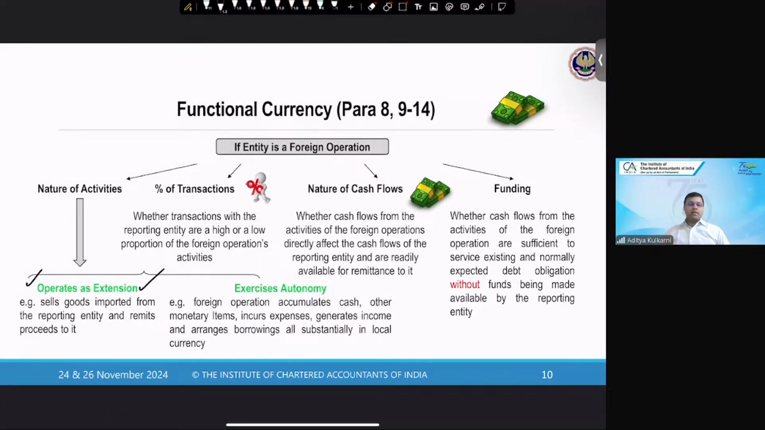But that's about it. Okay, so one is nature of activities. That will help you to determine what will be the functional currency. If it operates as an extension, we saw, it could also operate with autonomy.